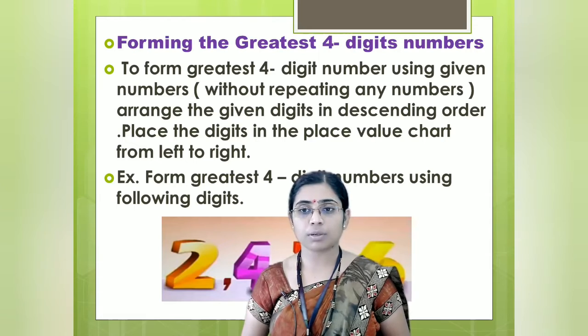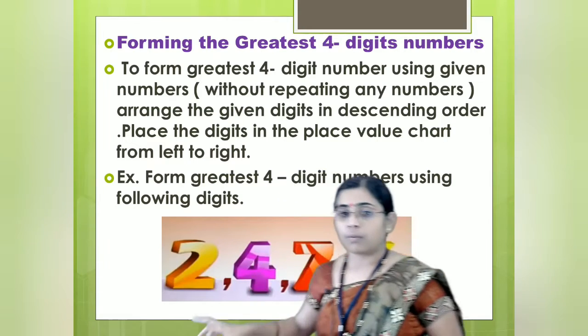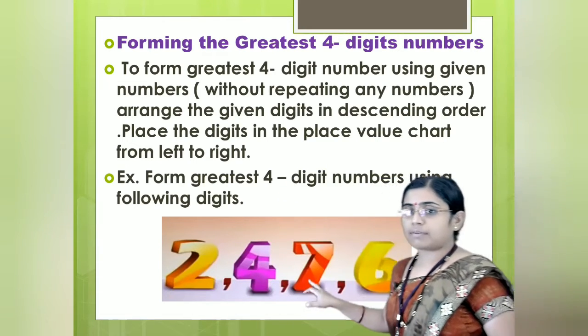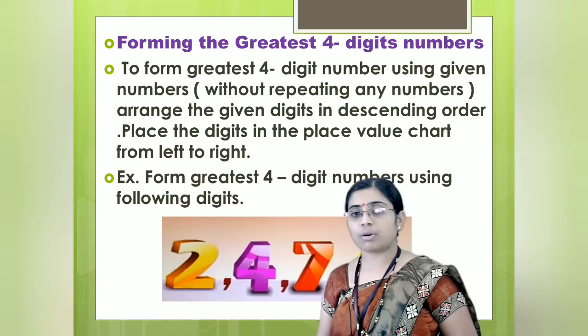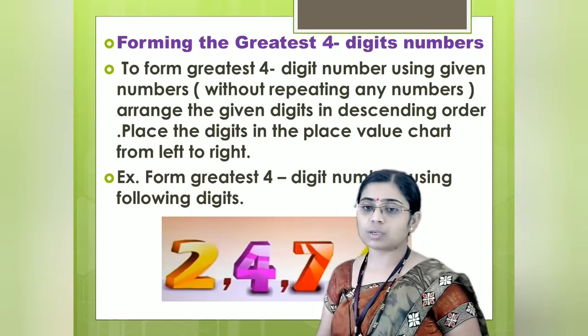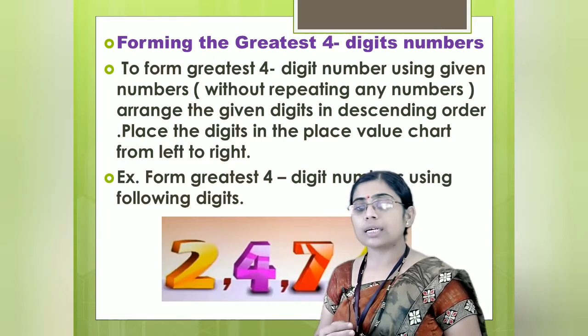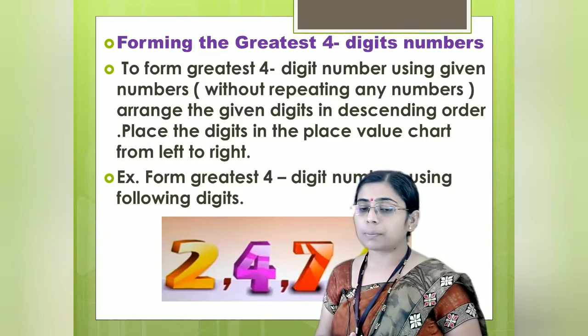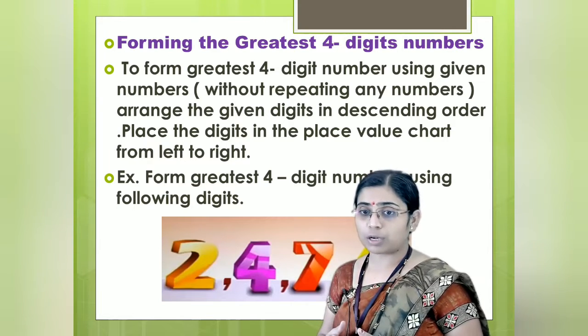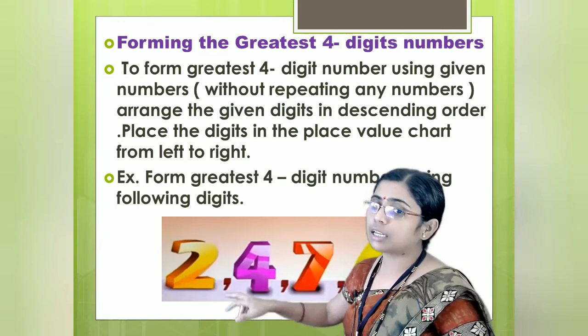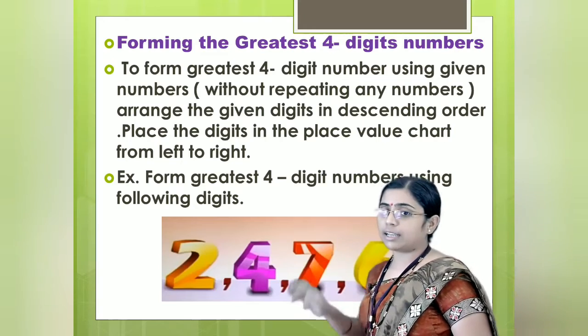Form 4-digit numbers using 2, 4, 7 and 6. To form greatest 4-digit number, we need to arrange these numbers in descending order. Descending order means arrangement of numbers from greatest to smallest. Let us arrange then these numbers in descending order.